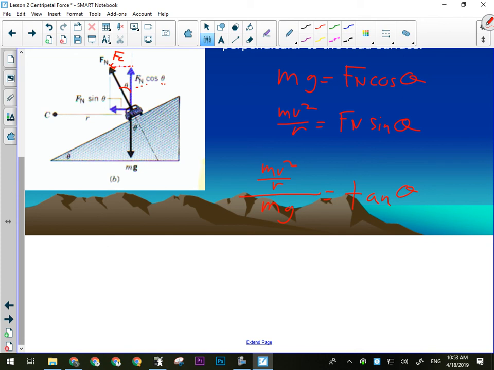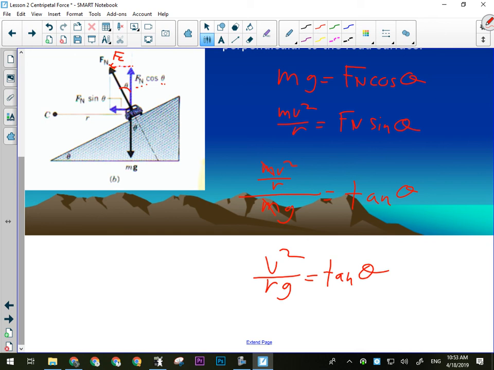What happens to m? Really what I'm looking at is this: v squared divided by r times g equals the tan of theta. This is the formula that a roadway designer uses to determine the banking angle for a corner. Or, if they know the banking angle, to determine the speed limit for that corner. And that's how they derive it. It's related to gravity, and it's related to the centripetal force.